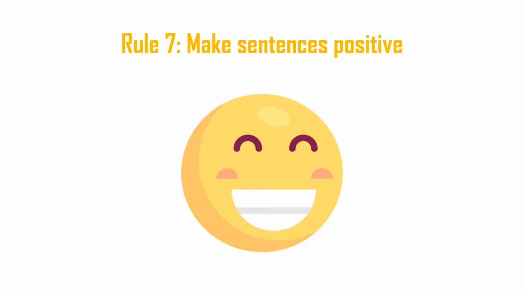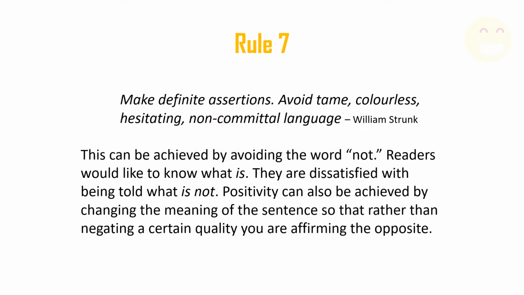The second rule we will explore under the broader aim of expressing potent prose is Rule 7. Make sentences positive. In general, a positive assertion is more effective than a negative assertion. I'd like to start by quoting William Strunk, whose book, Elements of Style, which was written about 100 years ago, I based my Elements of Academic Style on.